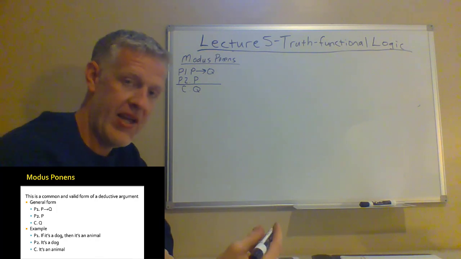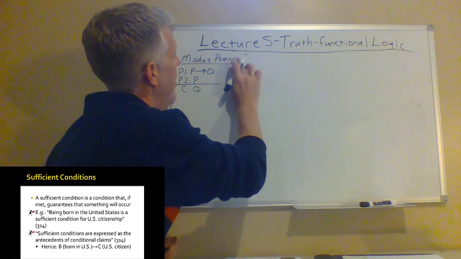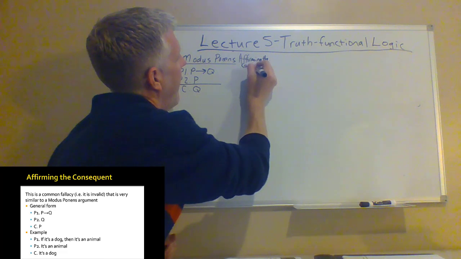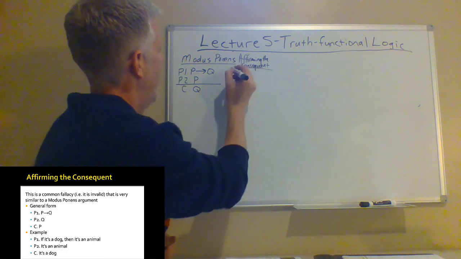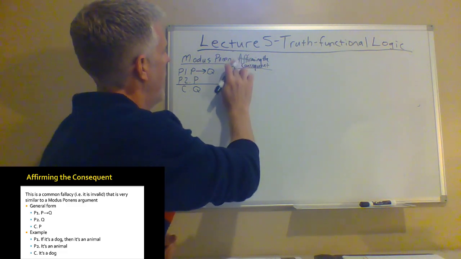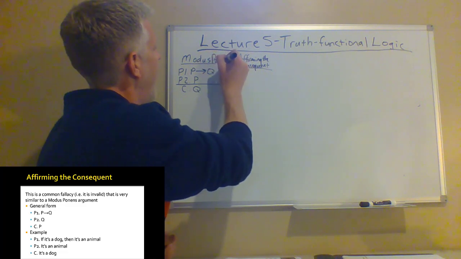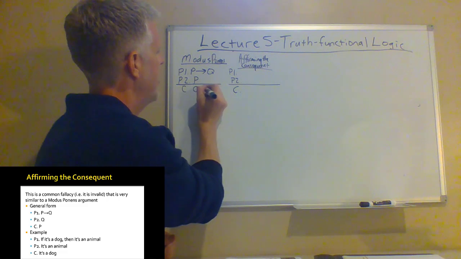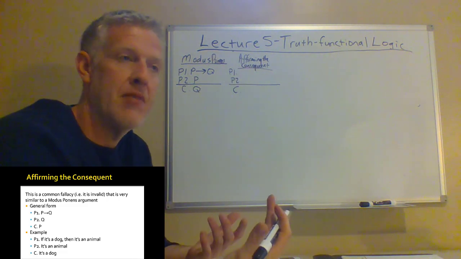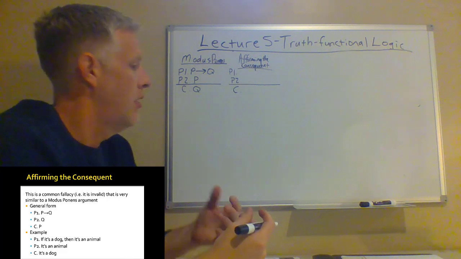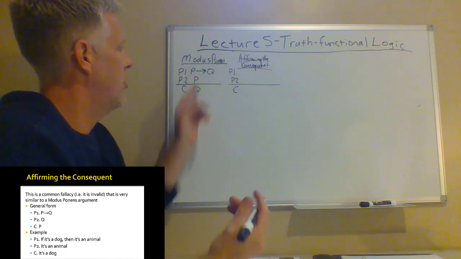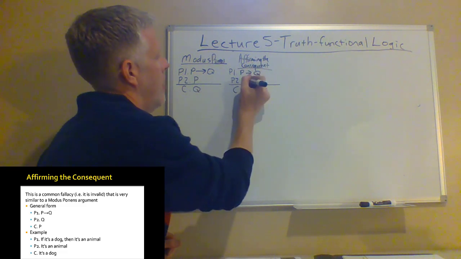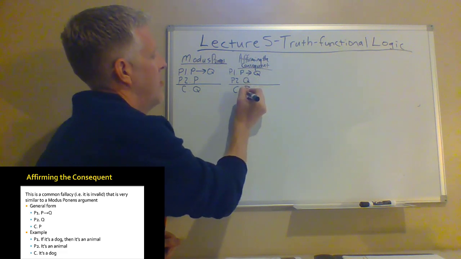Now, the next one that I detail on the next slide, slide 14, is very, very similar, except we're going to switch around these two things. And it's so similar that that's why it's such a common fallacy, because it can oftentimes come across, especially in everyday language, as seeming to be valid, because it's very similar in structure to this. But instead of affirming the antecedent, we're actually affirming the consequent, which doesn't give us license then to infer P, which is the mistake.